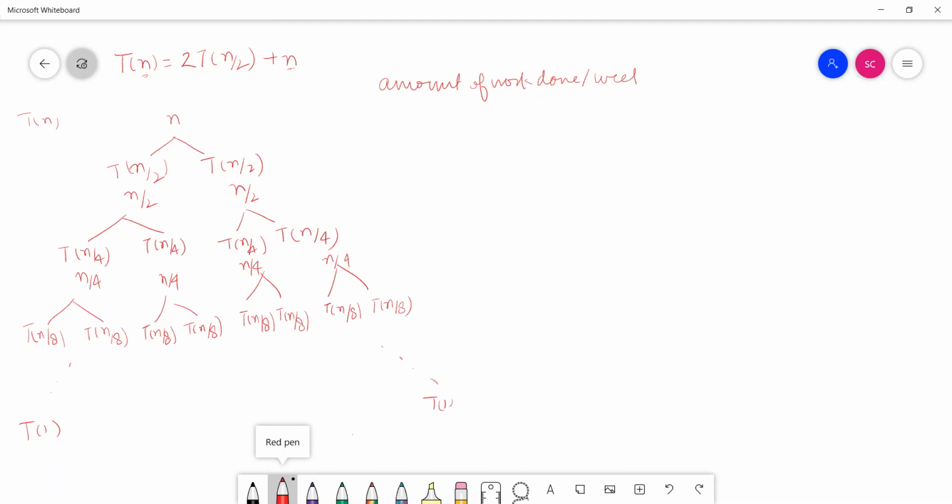The amount of work done at this level is n. Here, n by 2 plus n by 2, again n. Here, n by 4 plus n by 4 plus n by 4 plus n by 4, again n. So at every level we are doing n amount of work.